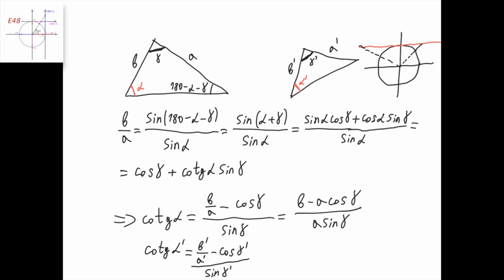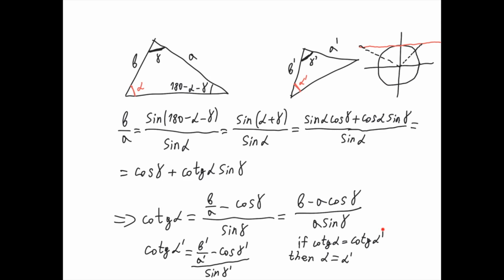Suppose that the cotangent of alpha corresponds to this point on the cotangent axis, and then cotangent alpha prime corresponds to the same point here, then both alpha and alpha prime must equal this angle here. And if cotangent of alpha corresponds to this point here, and cotangent of alpha prime also corresponds to this point here, then both alpha and alpha prime must correspond to this angle here, because both angles are between 0 and 180 degrees, so none of them could go, for example, here or here. In conclusion, if cotangent alpha equals cotangent alpha prime, then alpha equals alpha prime.